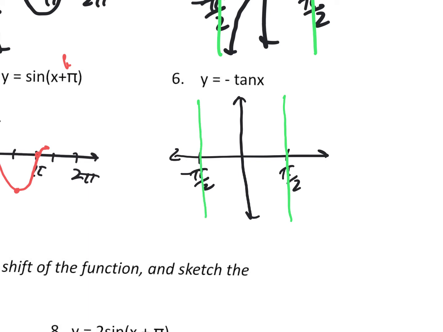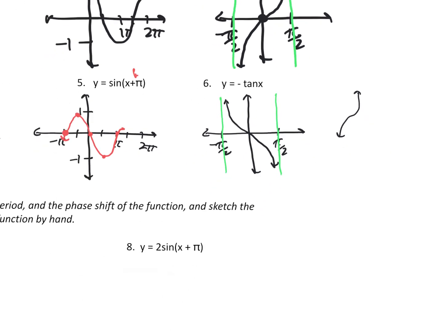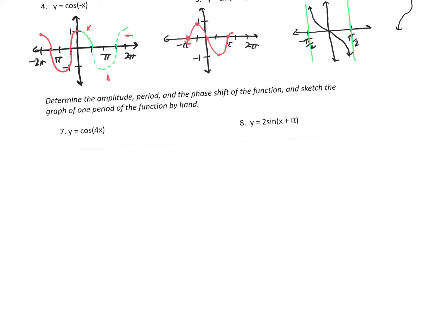Usually, remember how tangent goes, it would do like this, right? But because it's been reflected, the bottom comes to the top, the top comes to the bottom. So it looks just like that. Keep going here. 2 more graphs, numbers 7 and 8.